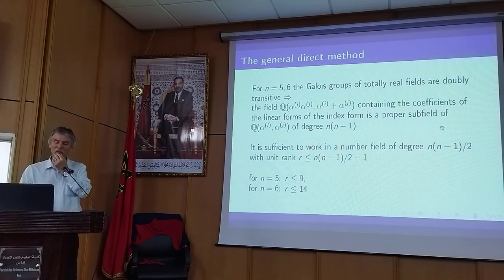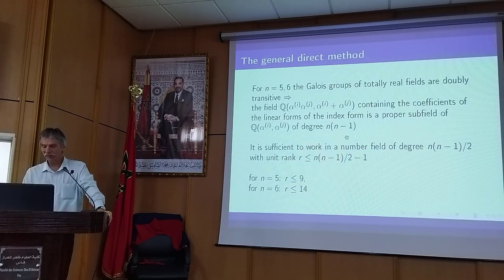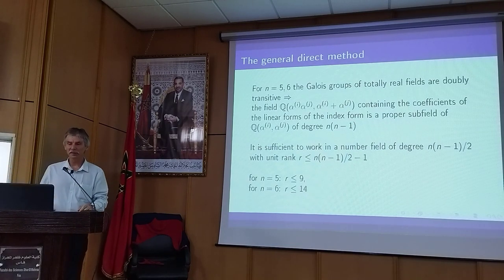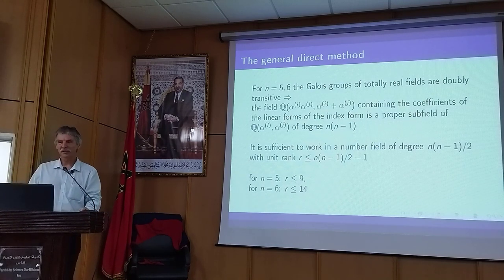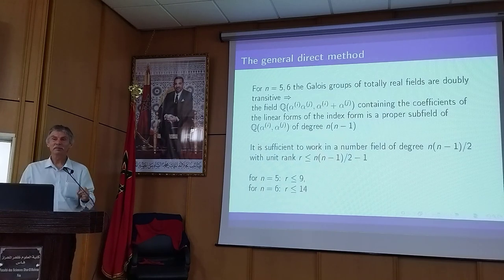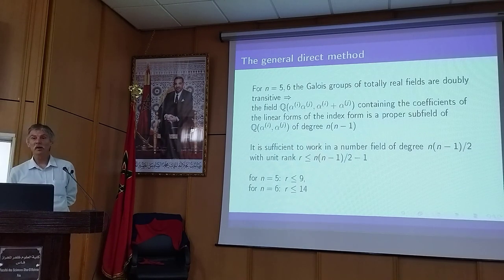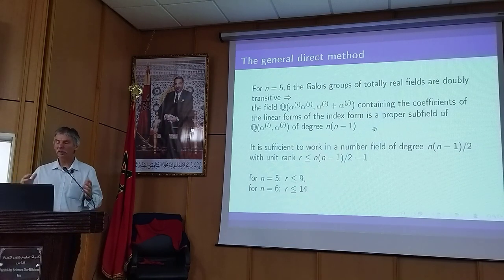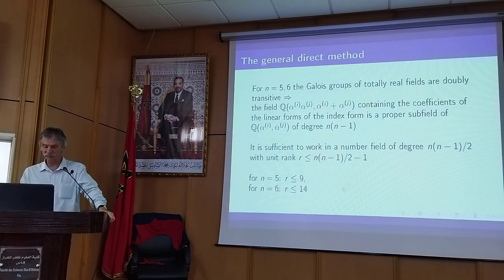Now, this method we were trying to execute also for degree 6 number fields. Well, after having the joint paper with Dhar for the degree 5 case, he gave us the idea: let's try it for degree 6. For degree 6, you already have 5 variables and the index form equation has degree 30. Using the idea about the double transitivity of the totally real number fields, we had to work in a number field of degree 15, which may have, in the totally real case, up to 14 fundamental units.